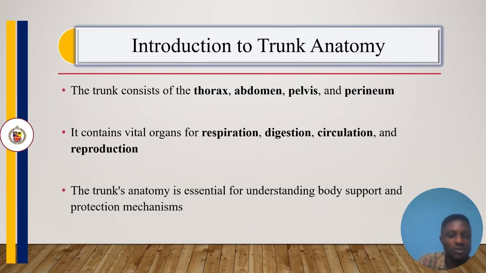So let's delve into the introduction to this class session, and we'll be looking at the trunk anatomy, which consists of the thorax, abdomen, pelvis, and the perineum. The trunk consists of the major part of the body that houses all the major organs, which include the thoracic region, the abdomen, the pelvis, and the perineum. It contains the vital organs for respiration, digestion, circulation, and reproduction. This trunk anatomy, which is essential for understanding body support and movement mechanisms, is what we will be looking at in this course.